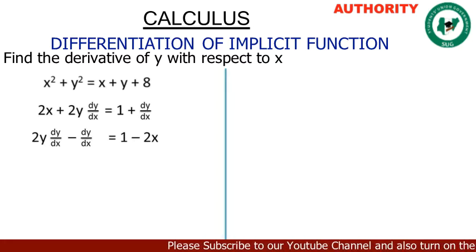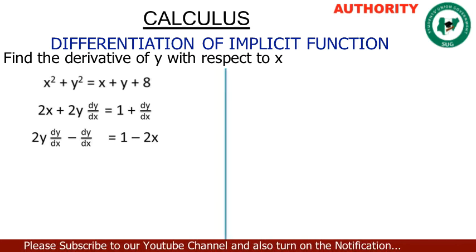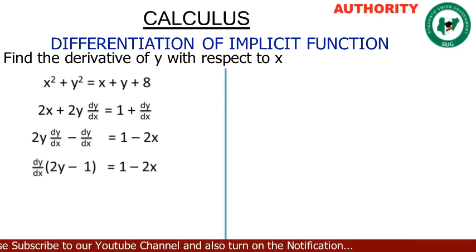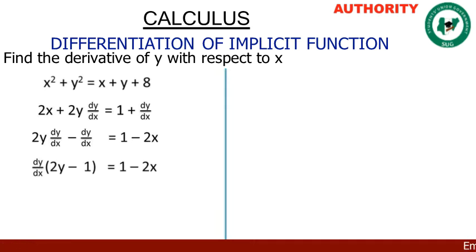Okay, from here, let's factor out dy/dx. So when we factor out dy/dx, we are going to have 2y minus 1. Now let's put this 2y minus 1 in bracket to be equal to 1 minus 2x. From here now, let's make dy/dx the subject. Let dy/dx stand alone. That means we are going to divide both sides by 2y minus 1.